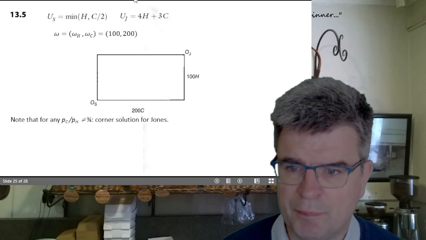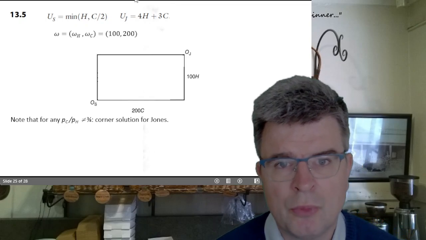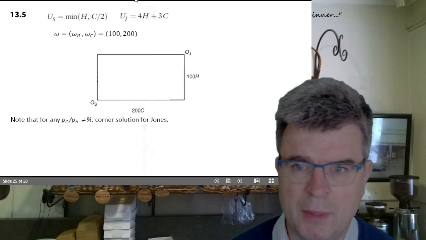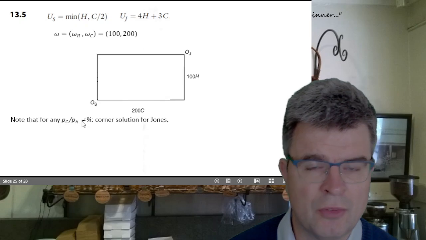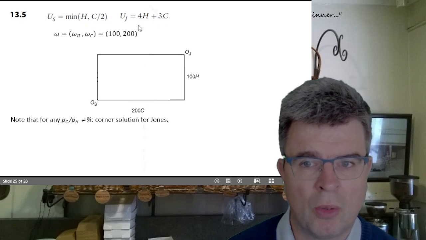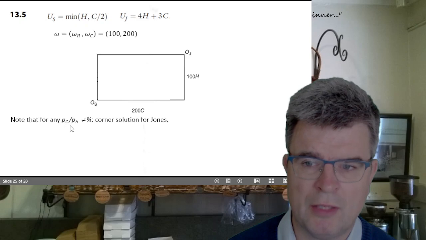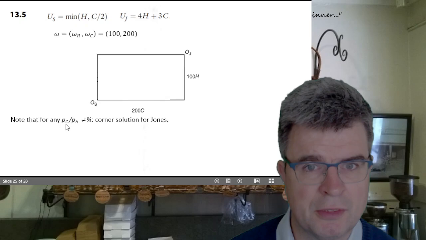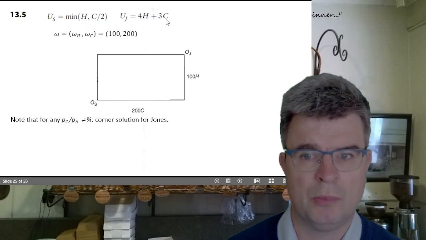So how does it work? First, notice that for any price ratio that is not equal to 3/4, we will find a corner solution for Jones, because Jones is perfectly flexible. So if the price ratio is not equal to 3/4, he will decide only to consume cheese or only to consume ham. So, for example, suppose that the ratio is 1/2, meaning that cheese is twice as cheap as ham, then he will decide to only consume cheese.